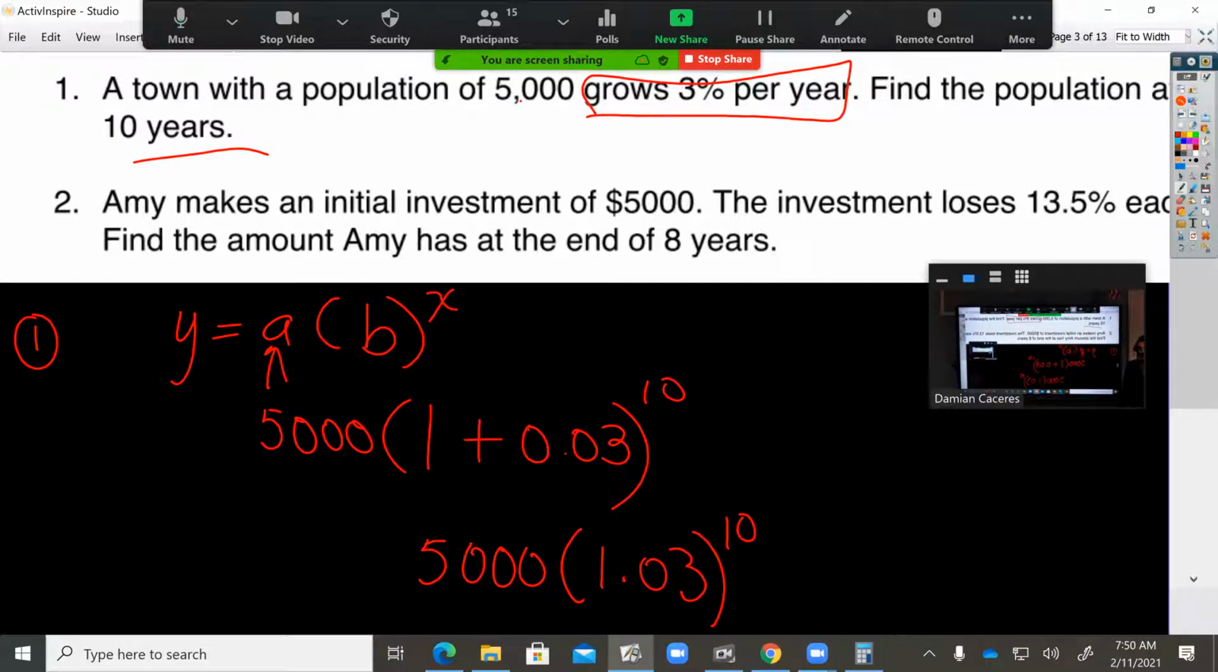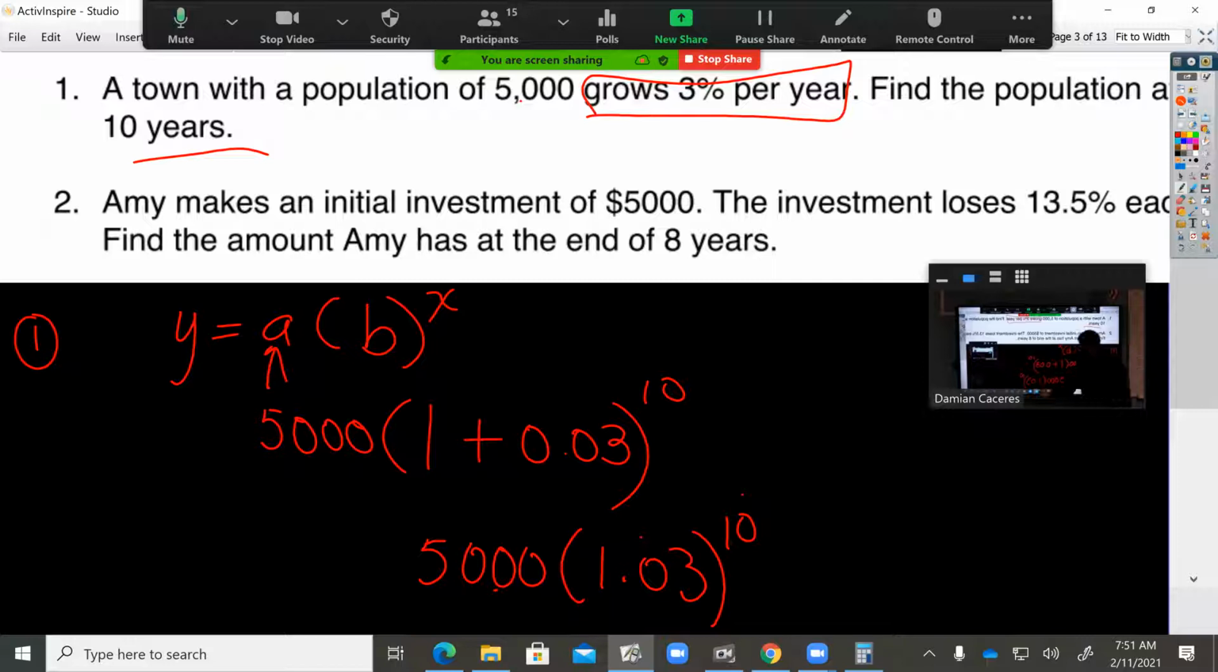And now you have what you're supposed to plug in the calculator. So very important that you do the order correctly. So exponent first. You're going to put 1.03 first in the calculator. Then raise it to the 10 exponent. Press equals, and then you multiply by 5,000 at the end.